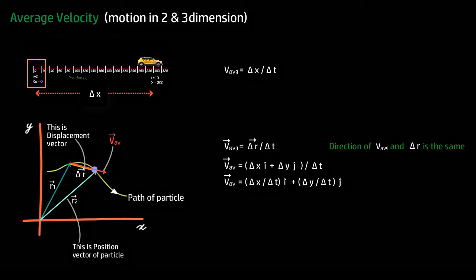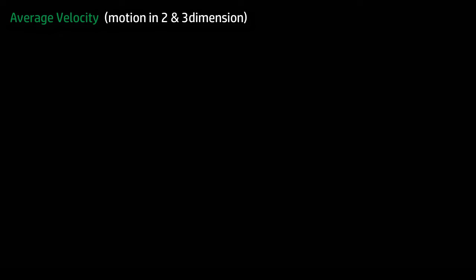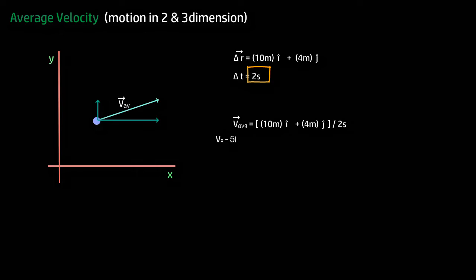And not to forget that if the motion is in 3 dimensions, you just need to add delta z k as well. So as an example, if a particle has displacement of delta r equal to 10i plus 4j in 2 seconds, we can say that the average velocity during this displacement is v average is equal to (10i plus 4j) divided by 2 seconds, which equals 5i plus 2j.